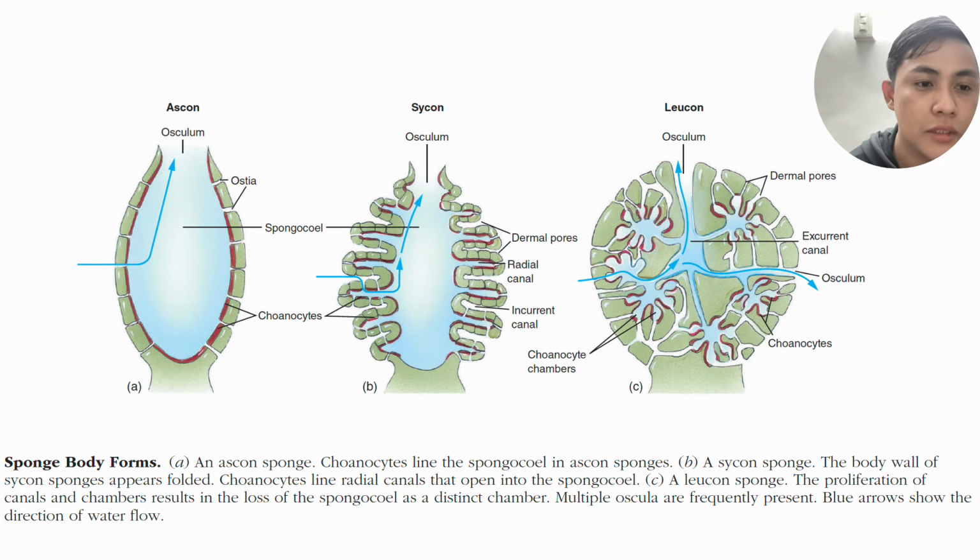Next are the sponge body forms. We have ascon, sycon, and the leucon. An ascon sponge is when choanocytes line the spongocoel in ascon sponges. The sycon sponge is when the body wall of the sycon sponges appears folded. The choanocytes line radial canals that open into the spongocoel. In a leucon sponge, the proliferation of canals and chambers results in the loss of the spongocoel as a distinct chamber. Multiple oscula are frequently present. The blue arrows here show the direction of the water flow.